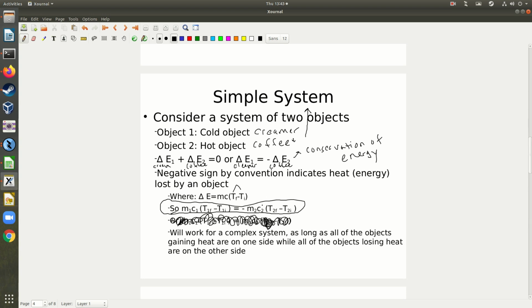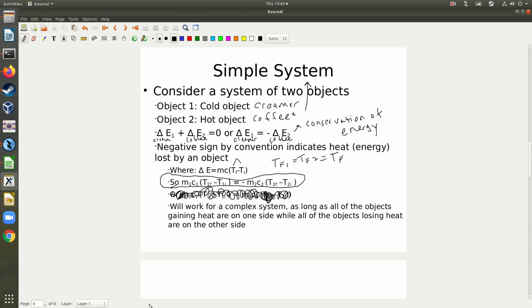And notice that they're different TFs. Most of the time, I can't think of many instances where it doesn't happen, your final temperature is going to be the same. So TF1 should equal TF2, which we could just simply call TF. This will work for a complex system as long as all objects gaining heat are on one side and all objects losing heat on the other.